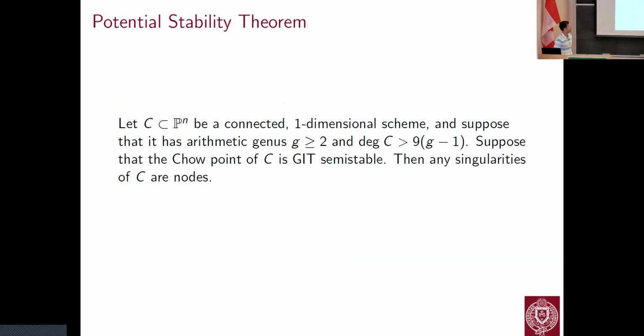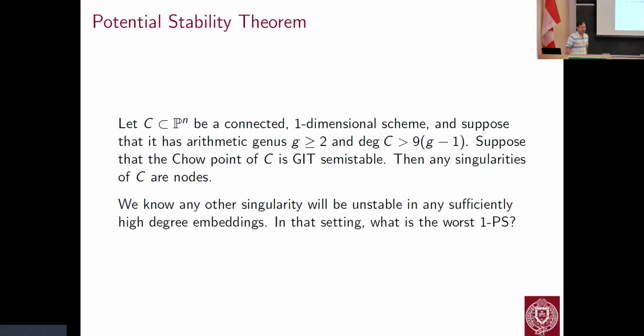if you have something that's semi-stable either for the Chow GIT problem or for the asymptotic Hilbert GIT problem, then it's either smooth or any singularities are nodes. So in all high degrees, the only semi-stable objects are smooth curves and nodal curves. This is specific to curves, not surfaces or anything higher dimensional. Now we have a rich supply of unstable GIT examples, namely any singularity worse than a node.